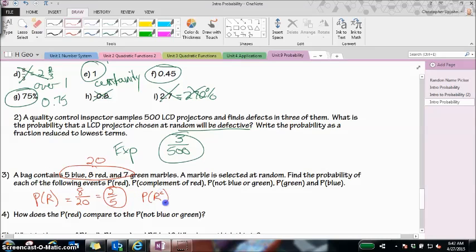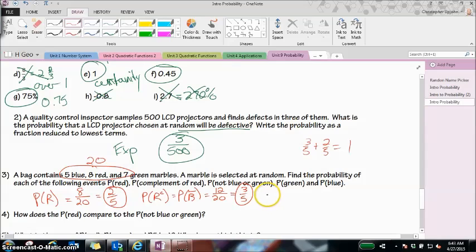A red complement, or we could write it like this. Well, it's all that are not red. So that's not red, or that's blue and green. 12 out of 20. We can simplify that down to 3 over 5. We can see 3 over 5 plus 2 over 5 gives 5 out of 5, which is 1, and that's what it should be. A complement plus itself gives us 1.